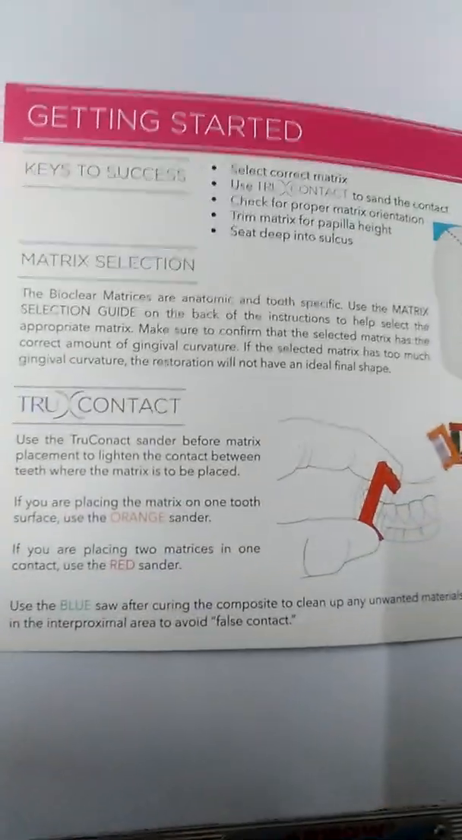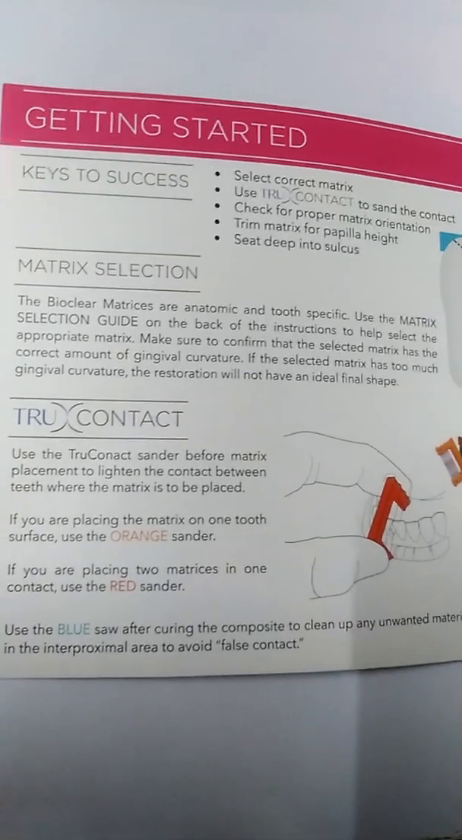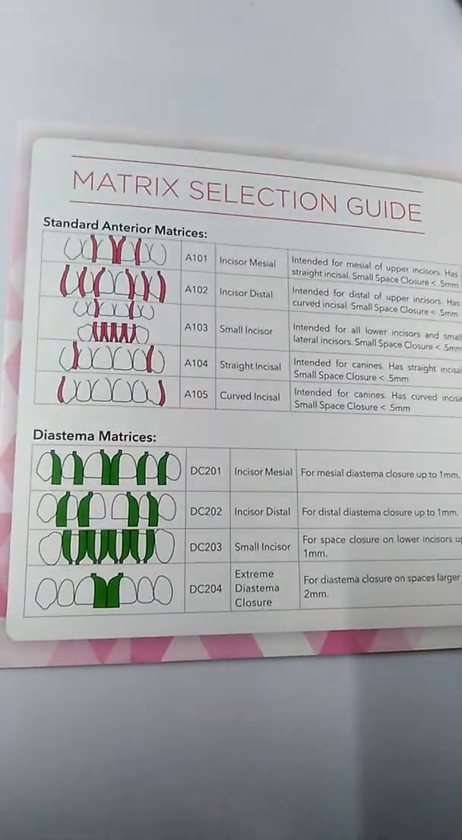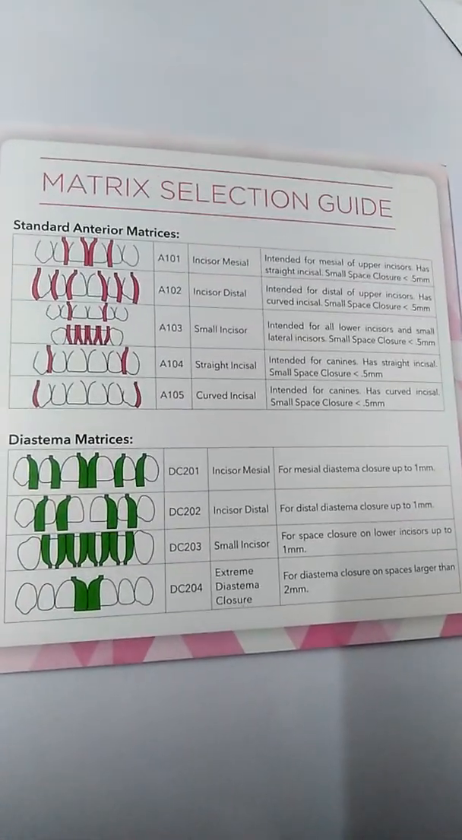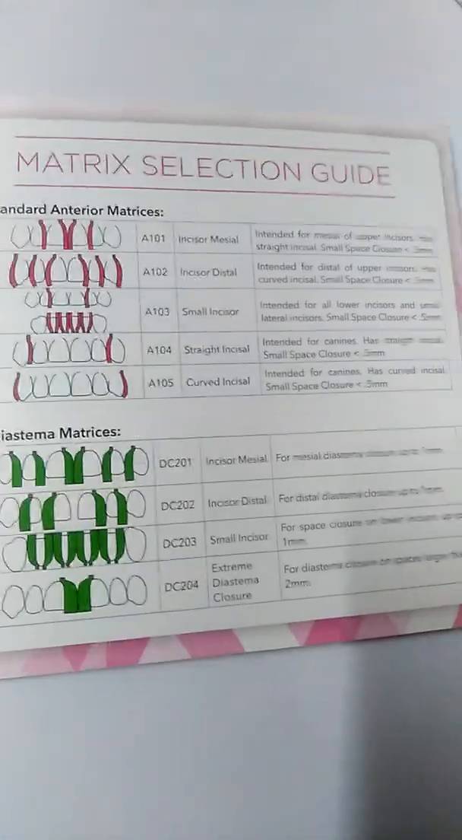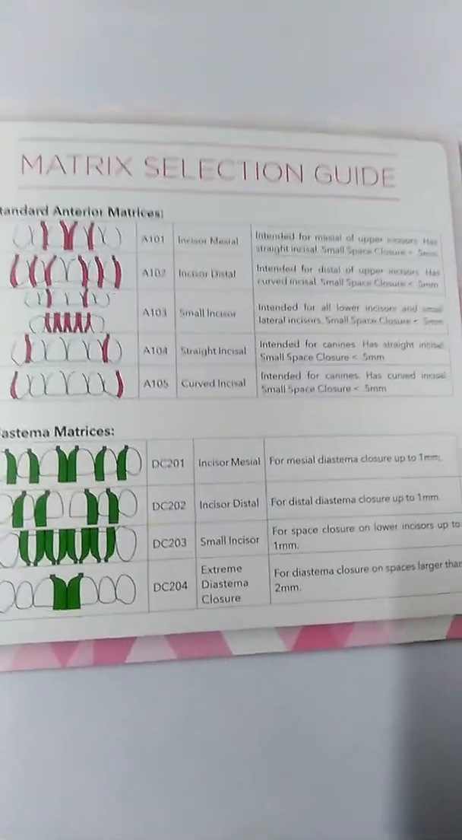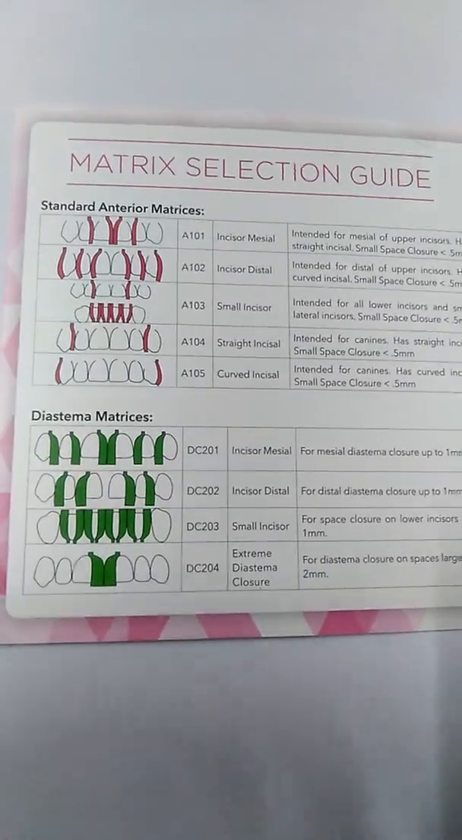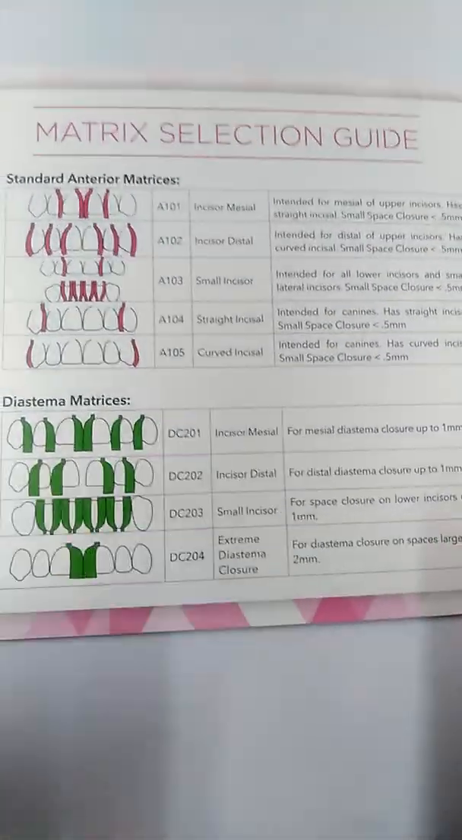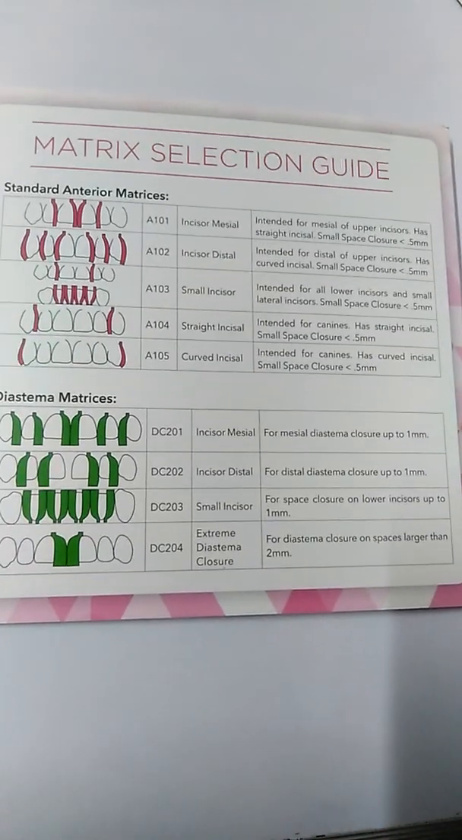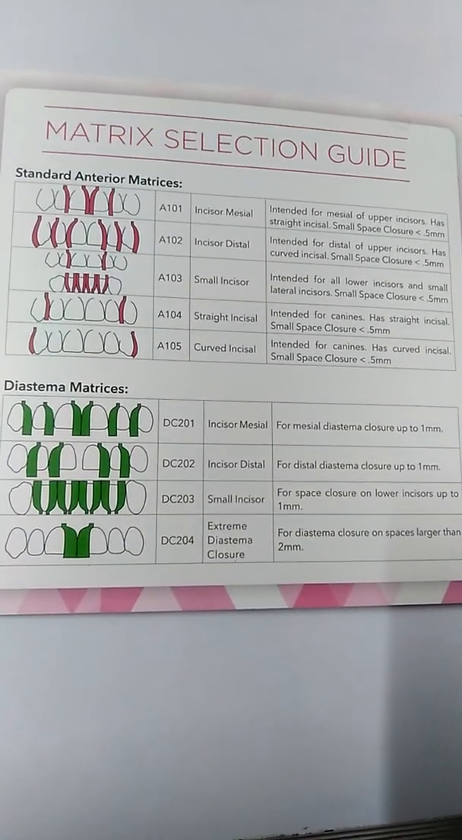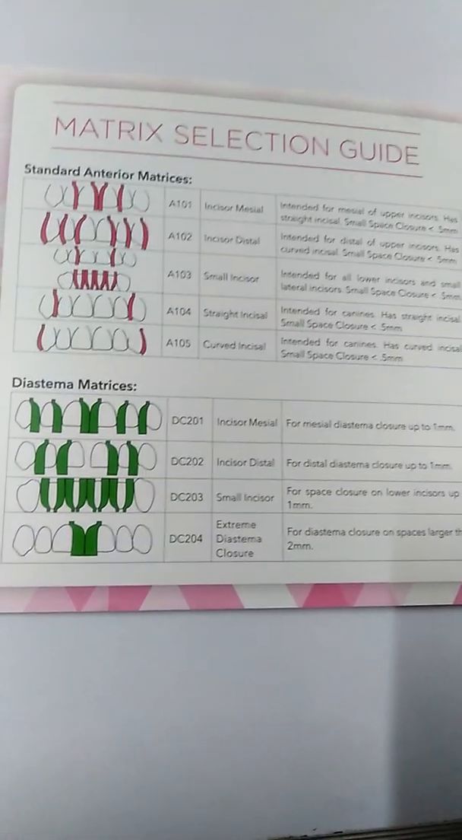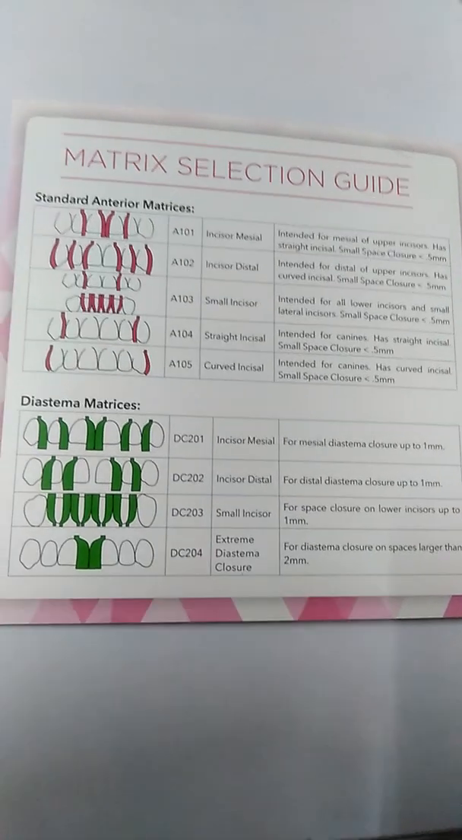So, matrix selection. The BioClear matrices are anatomic and tooth specific. Let us see this chart of matrix selection. The A series belongs to the anterior matrix and the DC series belongs to the diastema matrix. So what does this anterior matrix mean? In between two teeth, if the space is less than 0.5 mm, then we have to use the A series.